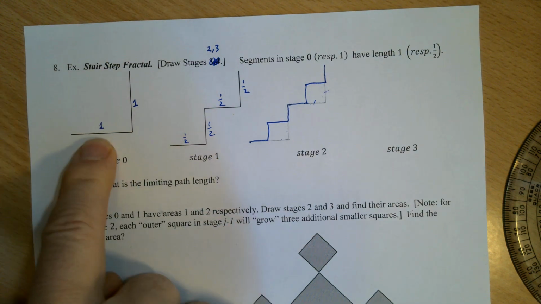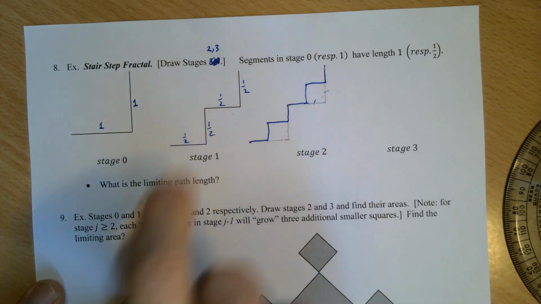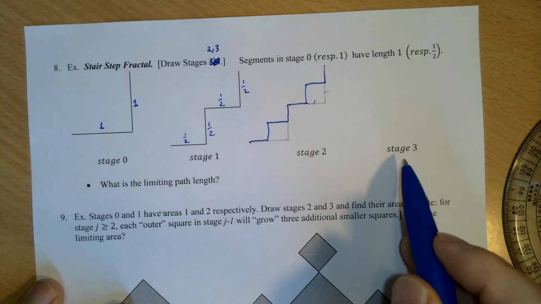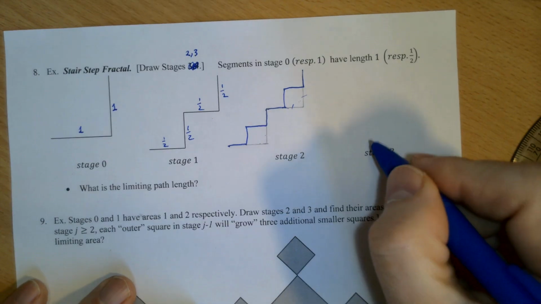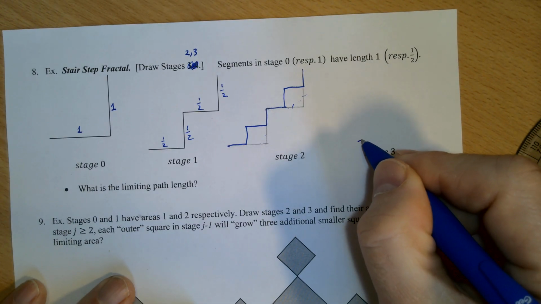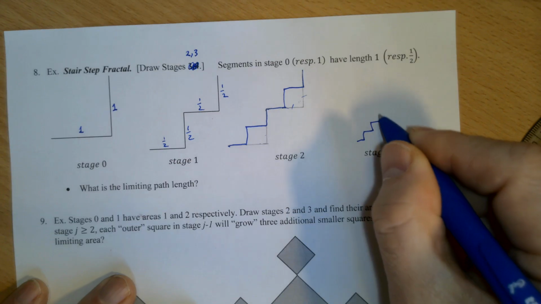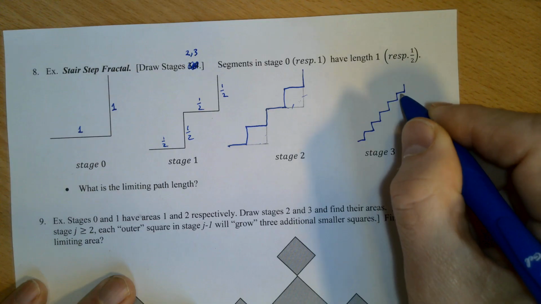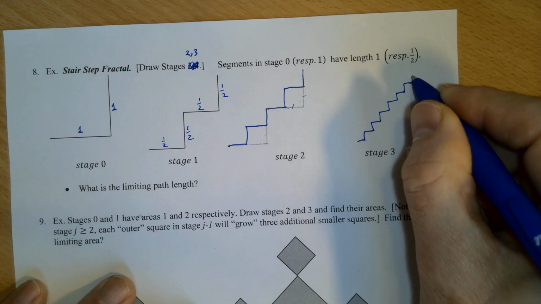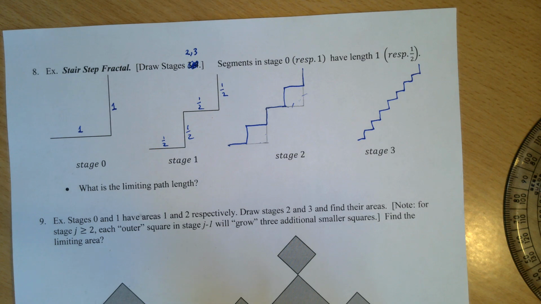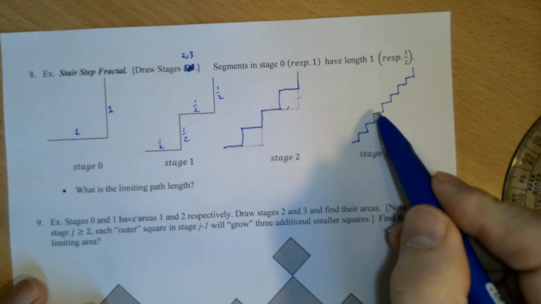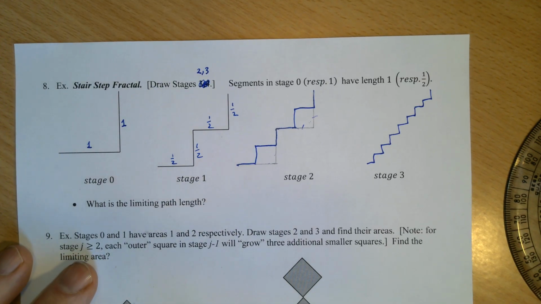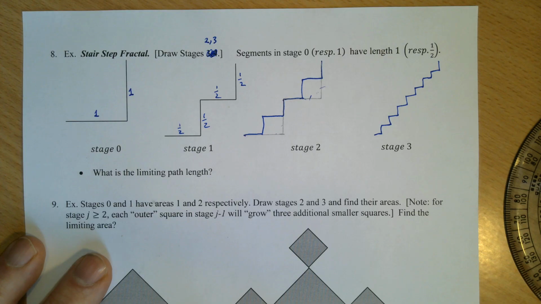So if you think of this as being one step right here, this became 2 steps, and then we got 4 steps. And then what would stage 3 look like? It's going to be 8 steps. So I'm just going to approximate it. 1, 2, 3, 4, 5, 6, 7, 8. That's not very good, but 1, 2, 3, 4, 5, 6, 7, 8. Yeah. All right, well, let's compute the segment lengths in each of them.